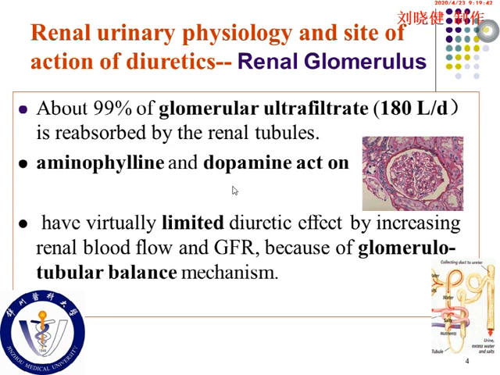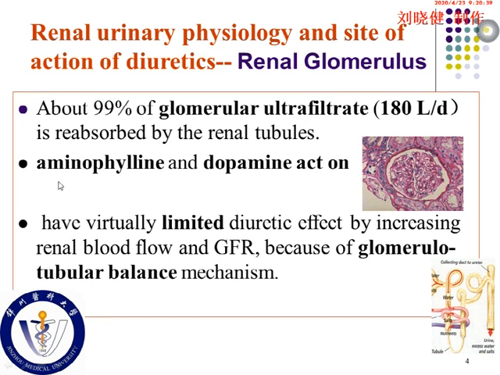Constituents except for protein and blood cells are filtered when blood flows through the glomerulus. For a normal person, the volume of glomerular filtrate is about 180 liters in 24 hours. But do you still remember how much is the urine in 24 hours for a normal person? It's just 1 to 2 liters in a day. So about 99% of glomerular ultrafiltrate is reabsorbed by the renal tubules.